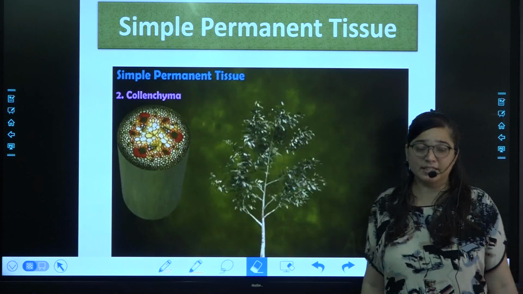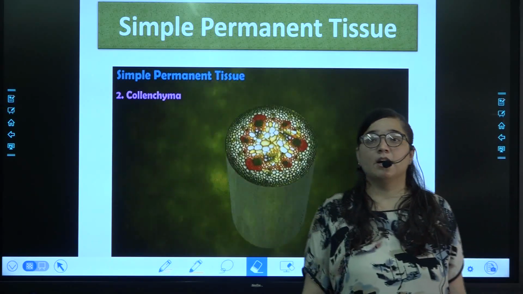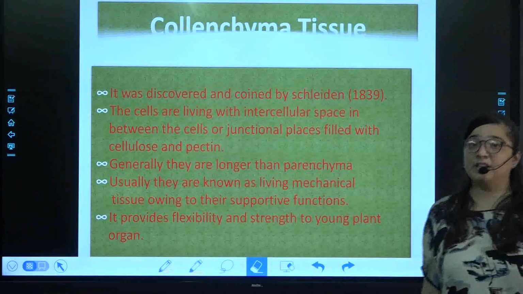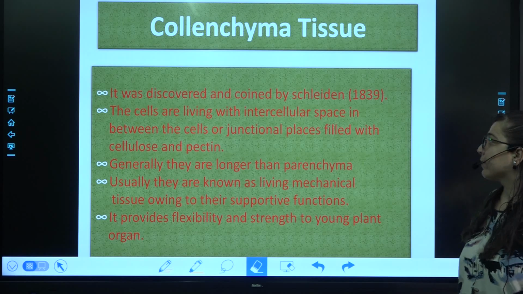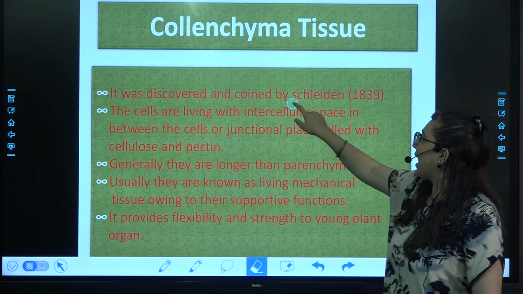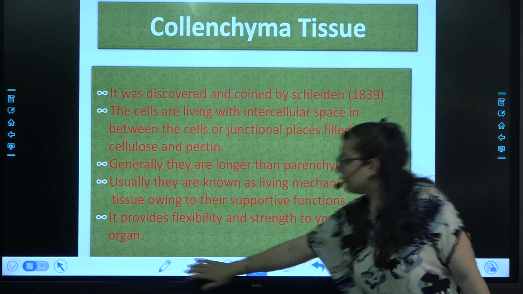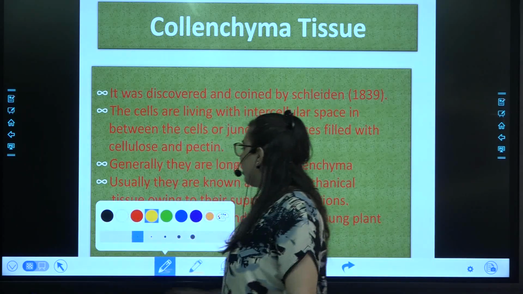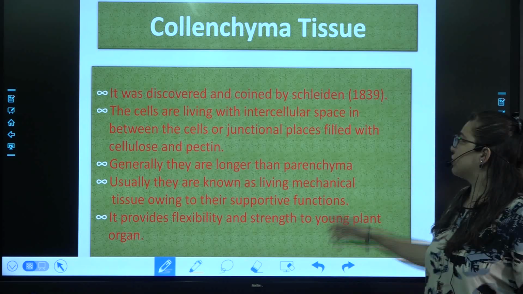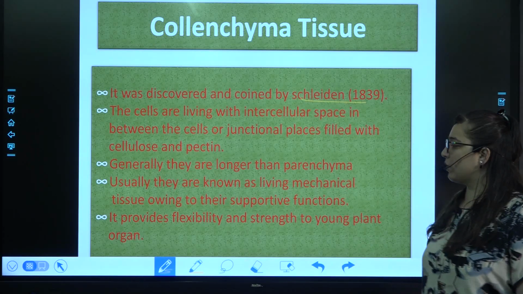So now we'll have a little bit of details regarding the collenchyma tissue. Again, some of the things are there in your textbook, some of them are not there. It was discovered by Schleiden, and about this person nothing is given in your book, but it is just for knowledge. You should know who was the person who had explained this.